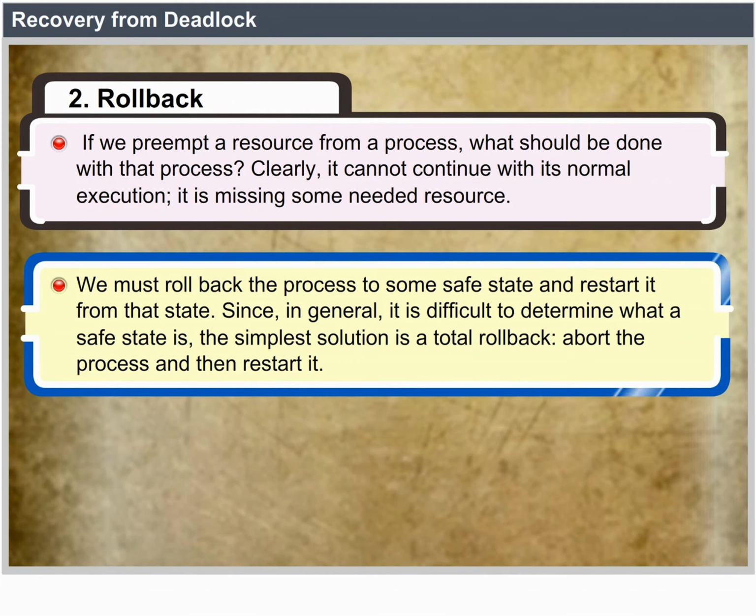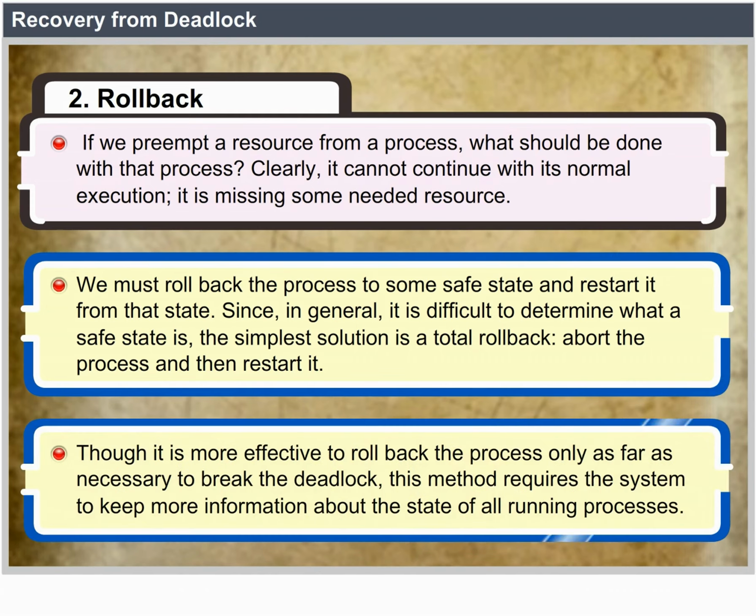Since, in general, it is difficult to determine what a safe state is, the simplest solution is a total rollback. Abort the process and then restart it. Although it is more effective to roll back the process only as far as necessary to break the deadlock, this method requires the system to keep more information about the state of all running processes.